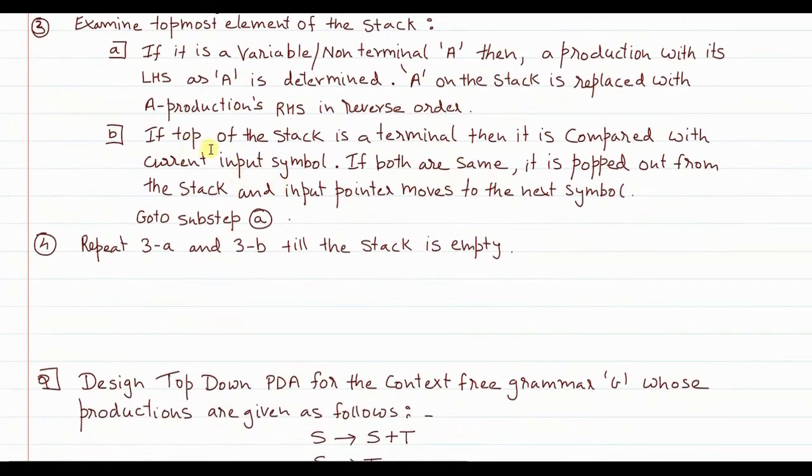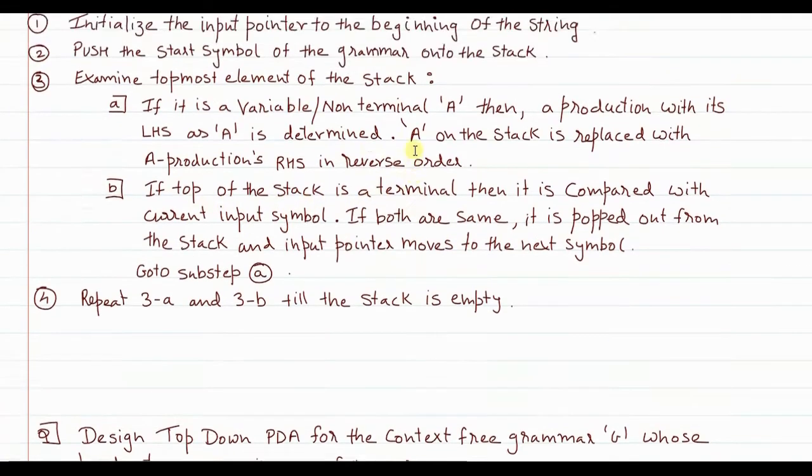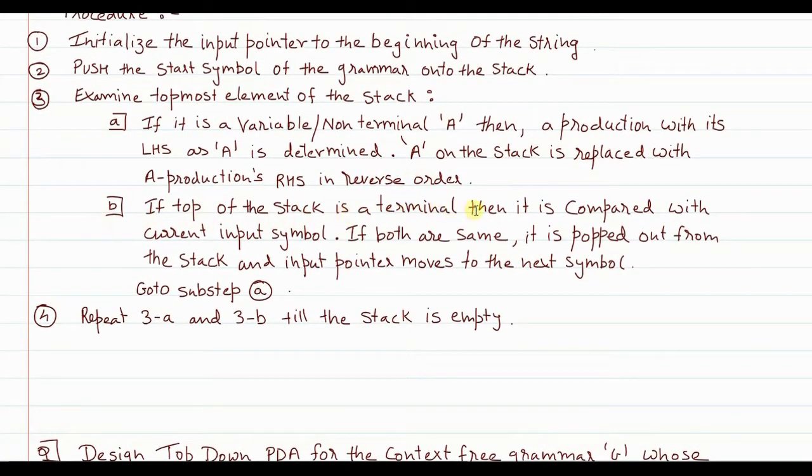Now if the topmost element of the stack is a terminal, then you start reading the input string from the very first element. Then you compare the current input symbol with the topmost element of the stack, which is a terminal. If both are the same, that means there is a match between the topmost element of the stack, which is a terminal, and the current input symbol which is read, which is also a terminal. If they match, then they are cancelled out. That means the topmost element of the stack is popped out and the input pointer moves to the next symbol. Then you go to step A.